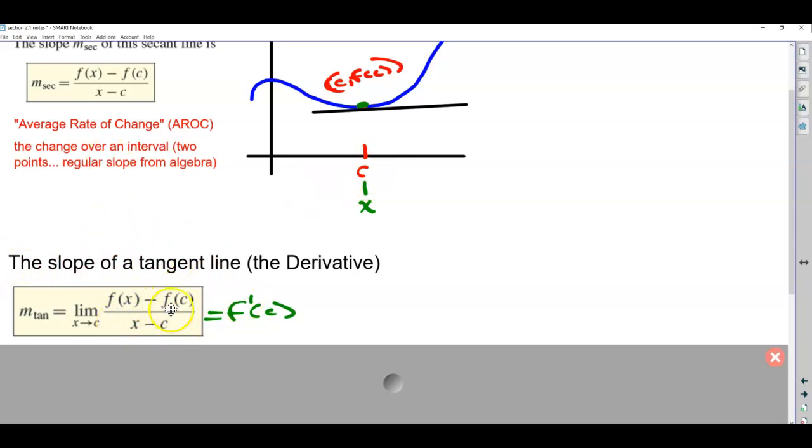So what if I take the same idea? Notice this is the same slope formula, but I just say x is going to get closer and closer to c, and we saw that on the graph. As x gets closer and closer to c, the limit is going to make it so it actually gets close to or on top of perfectly matched with c. Well, okay. How do we do that?